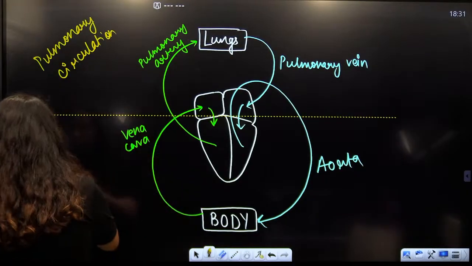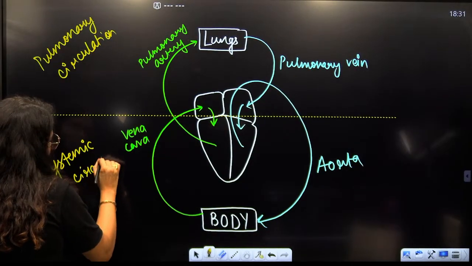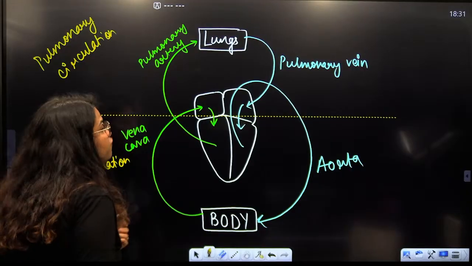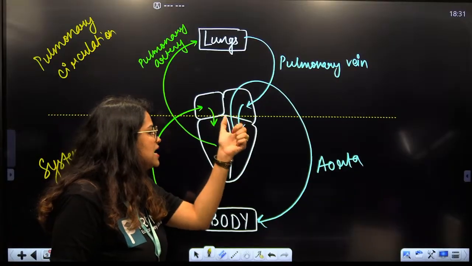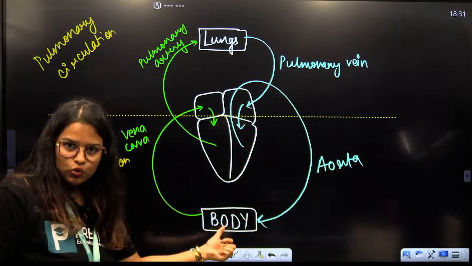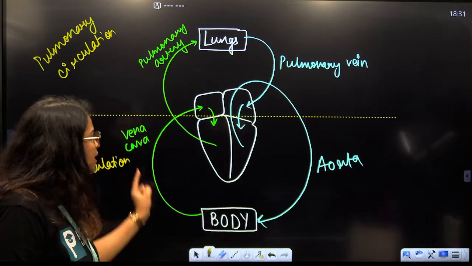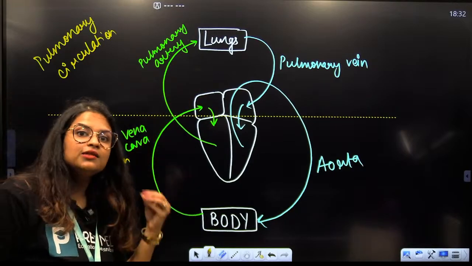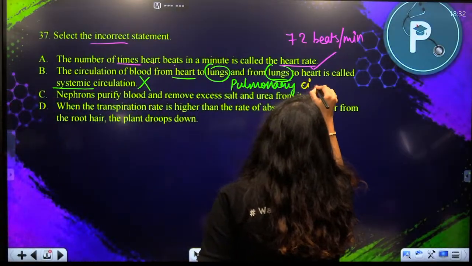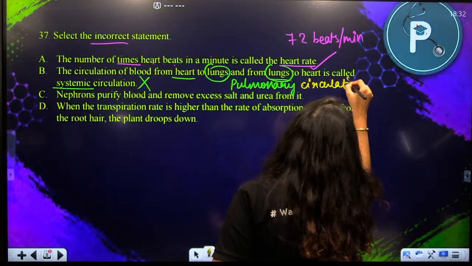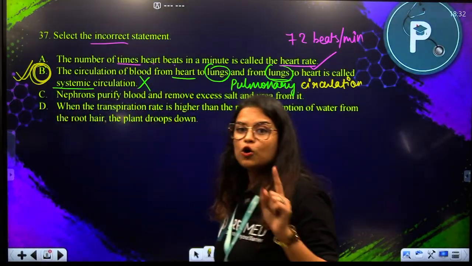And systemic circulation, the below part would be called as systemic circulation because here you see the blood would be carried from where? Let's start here, from left ventricle to the body through aorta. So start from left ventricle through aorta to the body, then body to the right atrium via vena cava. That is systemic circulation. So that's why this sentence is wrong. It is a pulmonary circulation and not our systemic circulation. So we have already found the incorrect one. We have found the answer, option number B.